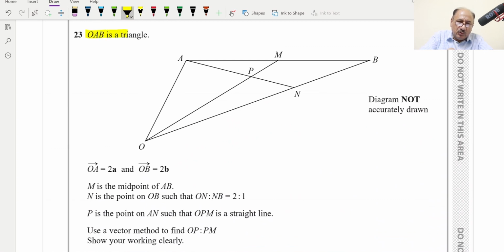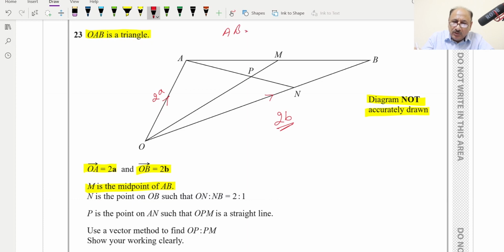Now question number 23. It says OAB is a triangle which is not drawn accurately. OA is equal to 2A, so we can write here 2A, and this will be the direction of 2A, and OB is equal to 2B, so this complete one will be 2B. Then M is the midpoint of AB. M is the midpoint of AB. So we can find AB basically.